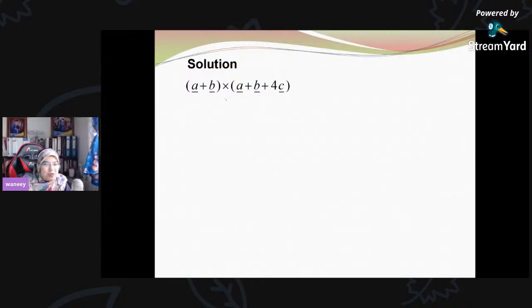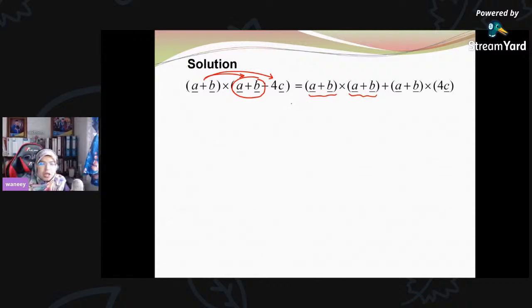For me, I'm going to group A plus B together. So I will do (A + B) cross (A + B), and then (A + B) cross with 4C. As you can see, you have a vector cross with itself. This refers to the first property of the cross product, where if we have a vector cross with itself, the value is equal to 0.